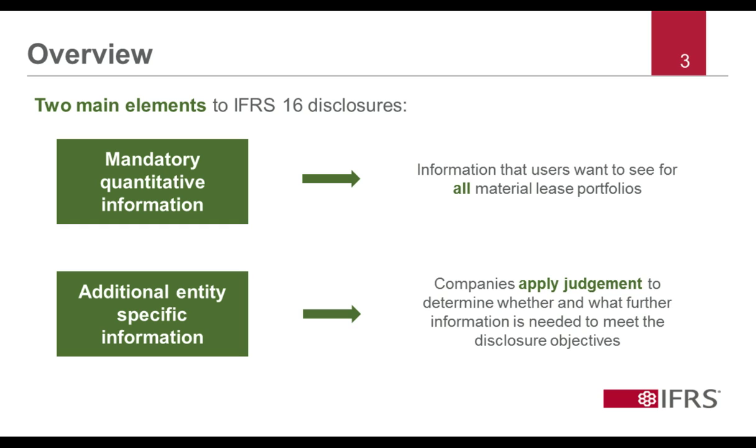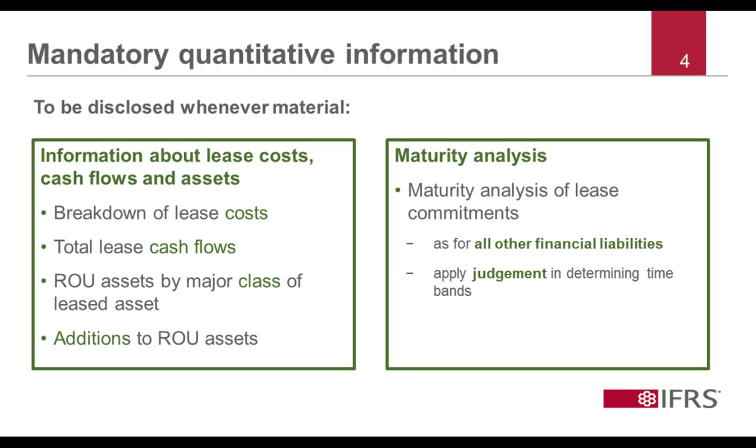Second, the standard requires further disclosures to be made if there is any additional information that users of financial statements would need in order to assess the effects that leases are having on the lessee's financial statements, and this is where judgement comes in. We'll talk in detail about each of these two elements.